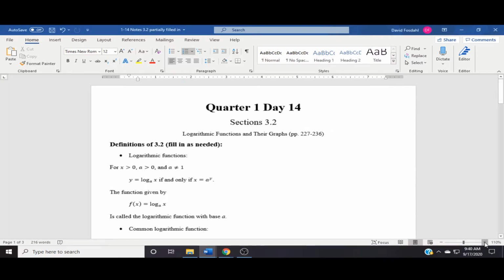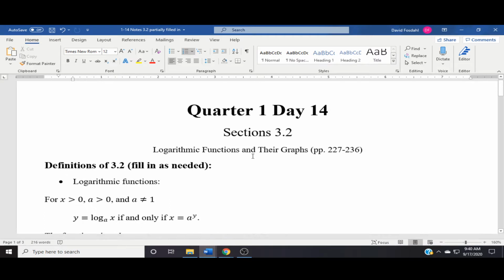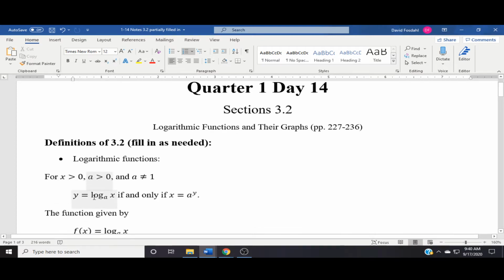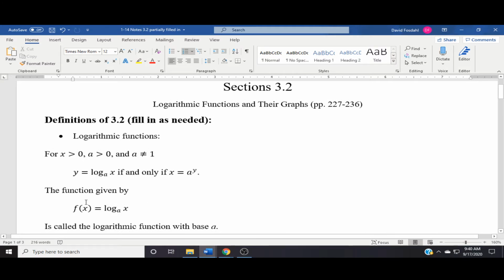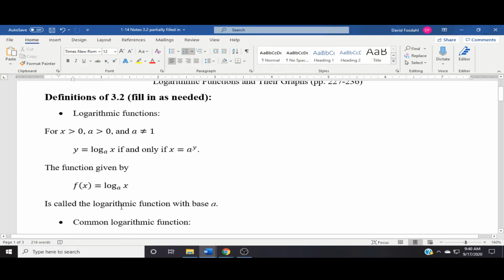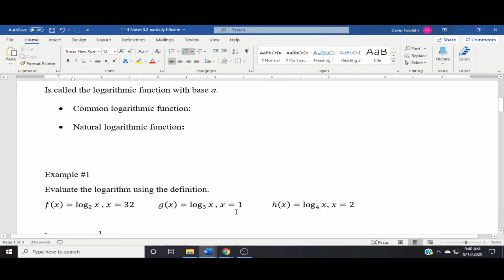Nevertheless, we'll continue on. A definition: a logarithmic function is for x greater than 0. It cannot be equal to 0, it must be greater than. And a must be greater than 0, so both positive, and a is not equal to 1. Then y equals log base a of x if and only if x equals a to the y. So these two functions are inverses. The function given by f of x equals log base a of x is called the logarithmic function with base a.